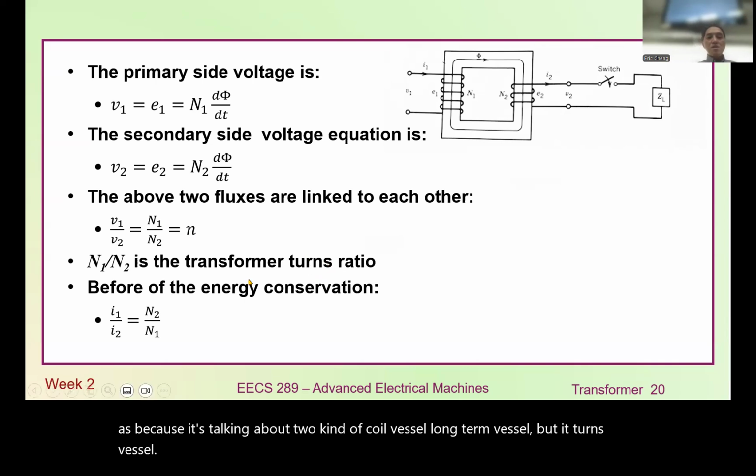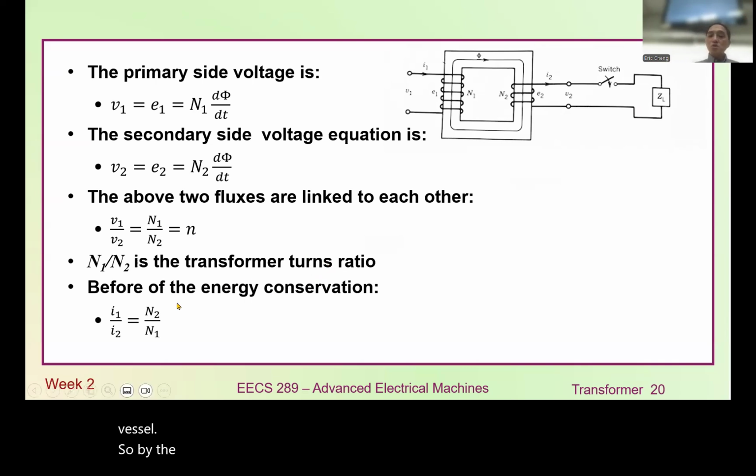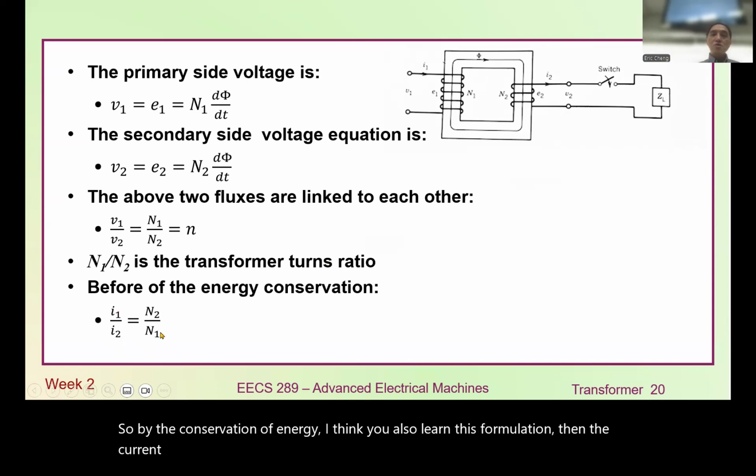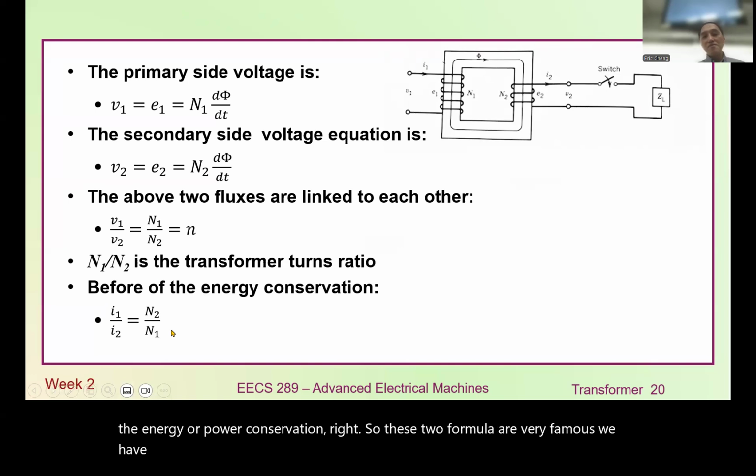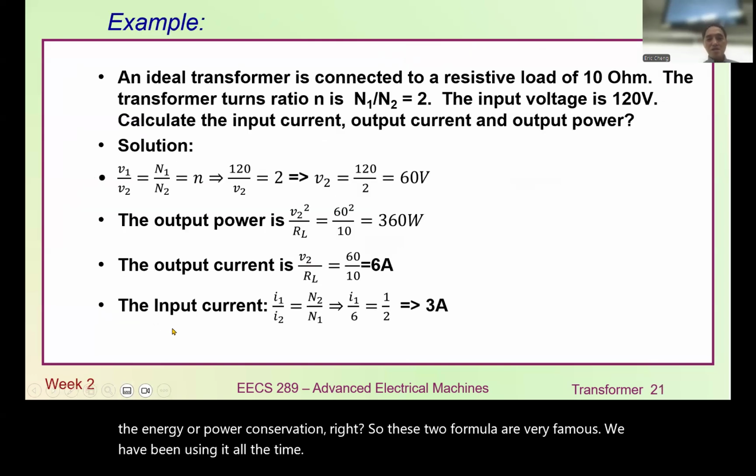By the conservation of energy, I think you also learned this formulation. Then the current ratio is also equal to the turns ratio, but inverted, because you can easily work it out from energy or power conservation, right? So these two formulas are really famous. We have been using them all the time. So, an example.